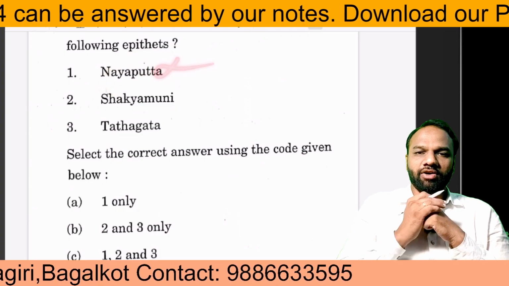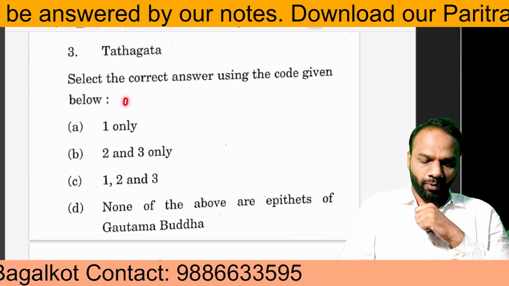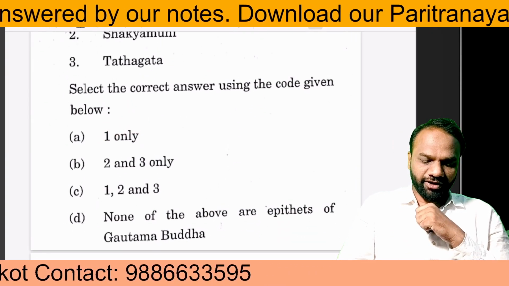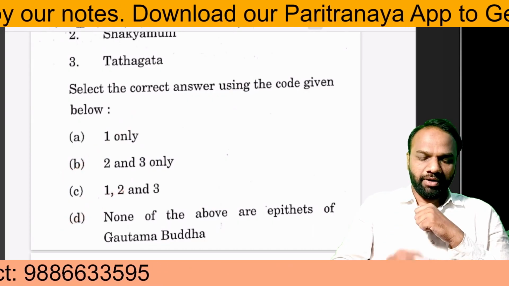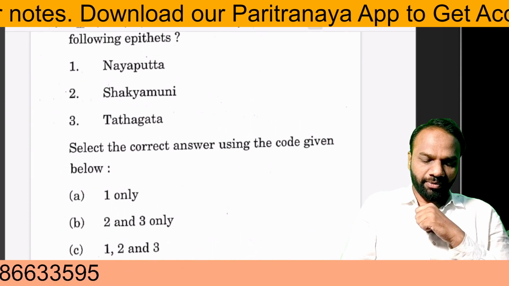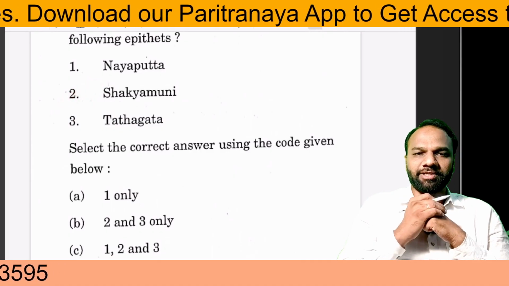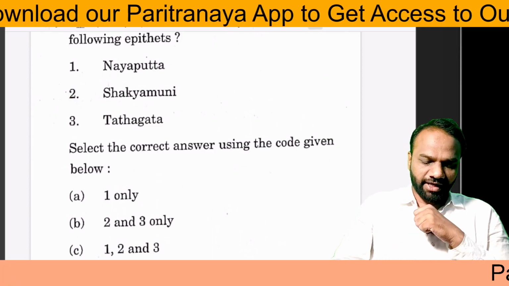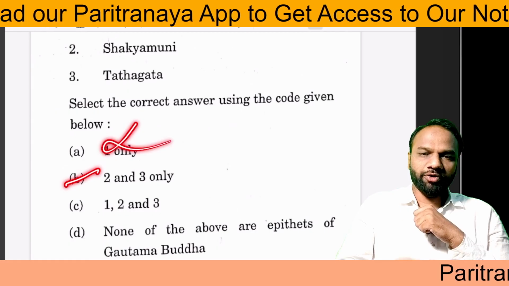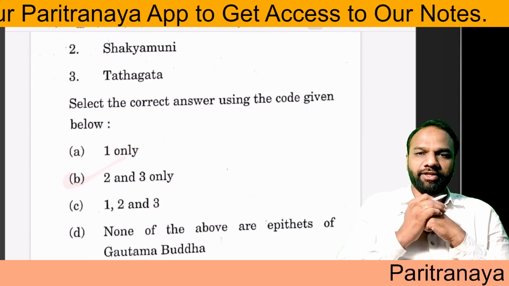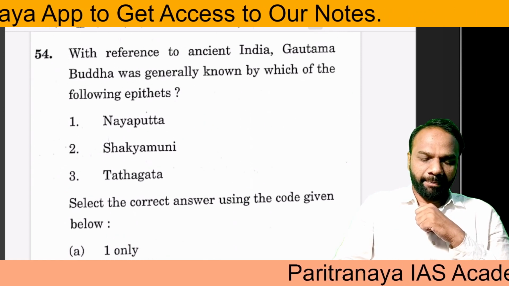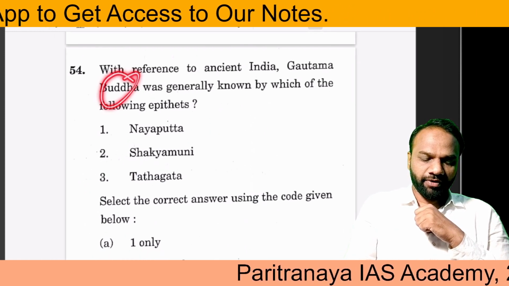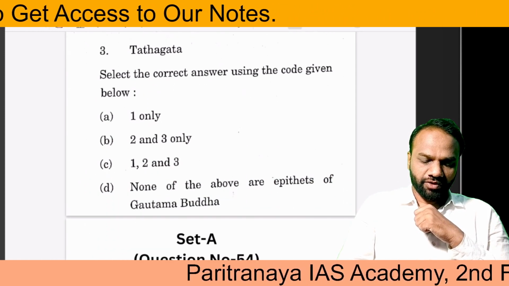Hence, one is wrong. If you eliminate one, then you'll be left with 2 and 3, and none of the above. But Shakyamuni is the word most famously used to refer to Buddha. Hence 2 should be there, 1 should not be there. So the answer is 2 and 3. Shakyamuni and Tathagata are the epithets used to refer to Buddha.